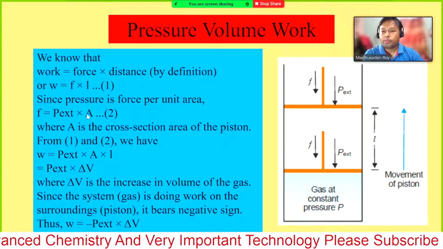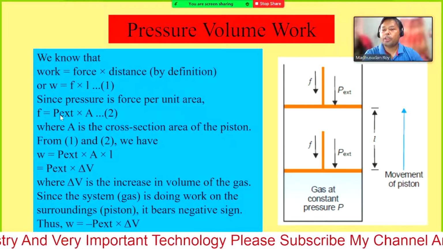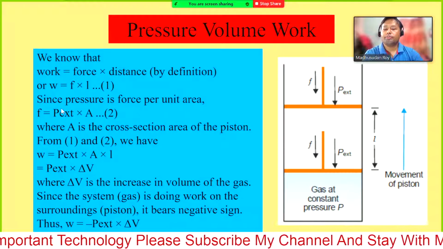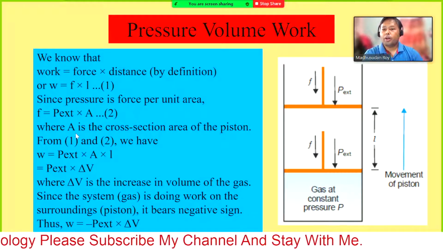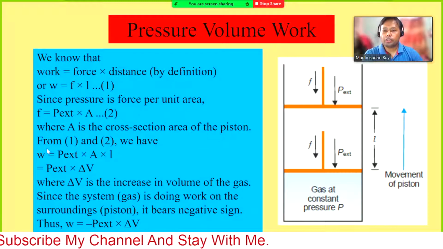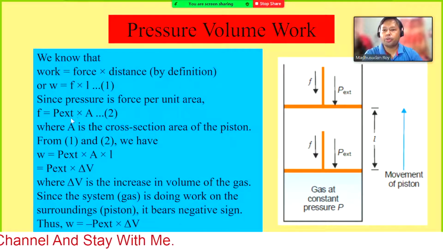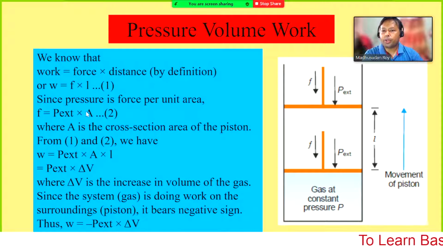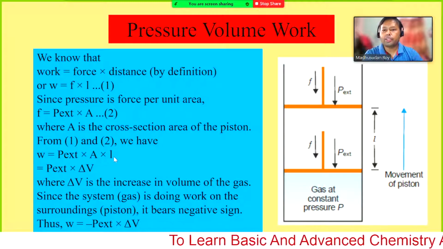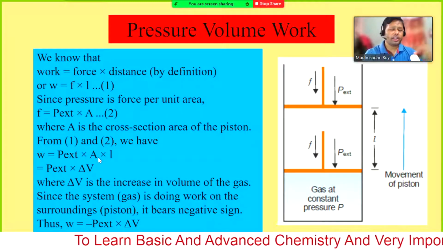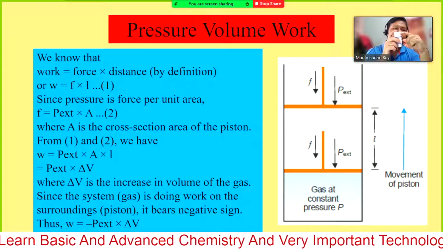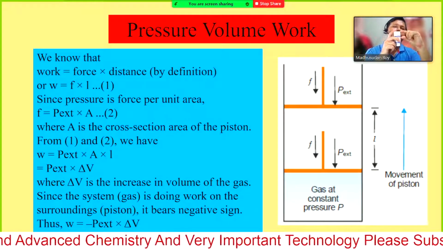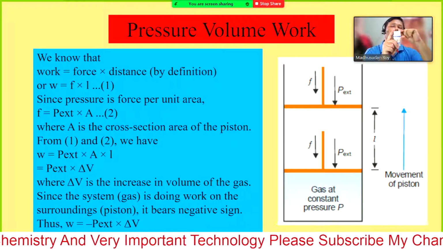From already, you have found that F equals P exert, that means the pressure, into A, where A is the cross section area of the piston. From equation 1 and 2, this is our equation 1 and this is 2, from 1 we already found F equals P exert into A, so we can put it here. So W equals P exert into A into L. Now this is the cross section and this is the length. If you consider this length, then we can find the volume of the cylinder.